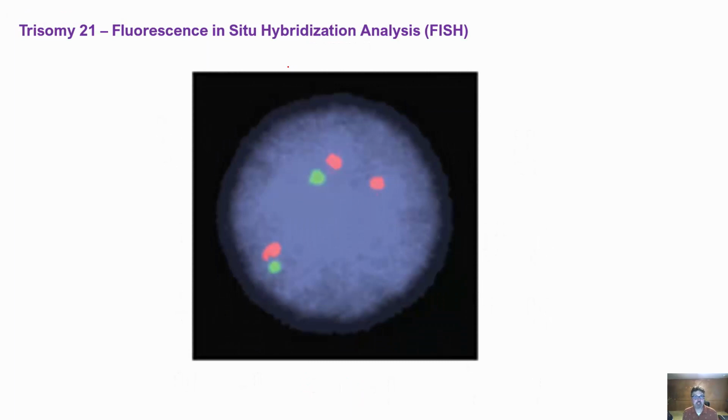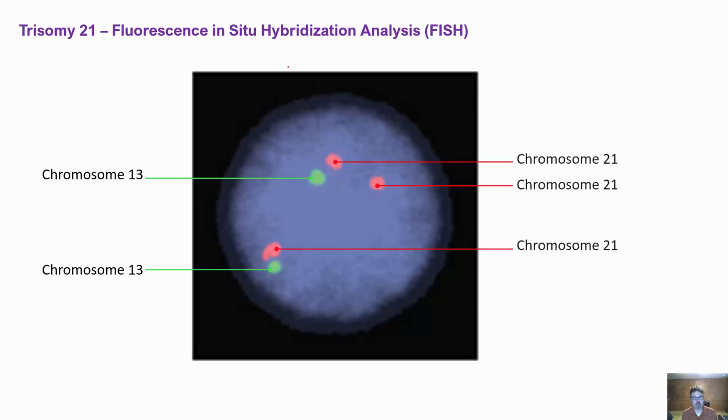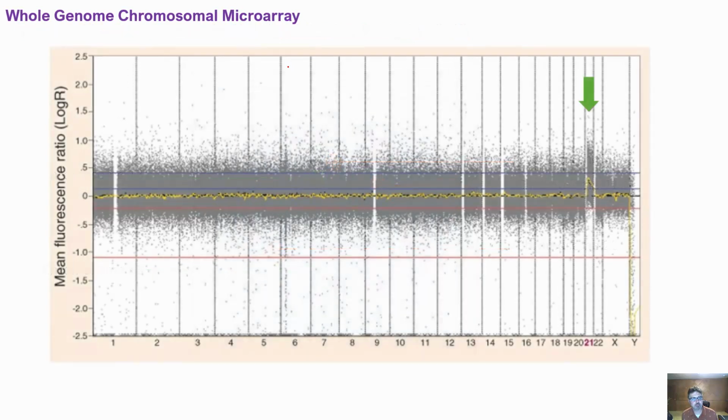Now, this is a nice, easy way to stain and look for trisomy 21. What we can see here is fluorescence in situ hybridization analysis. You stain the chromosomes themselves, and here we can see that we have 2 copies of chromosome 13, check, just like we should. But you'll notice that we actually have 3 copies of chromosome 21. So we can see clearly, perhaps through amniocentesis, that we have a trisomy 21 Down syndrome embryo.